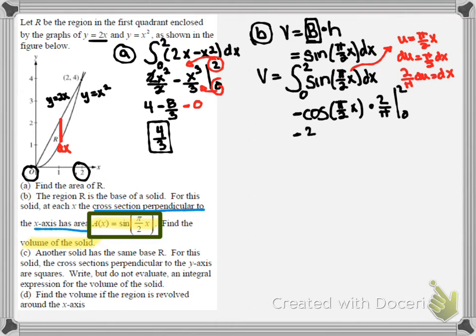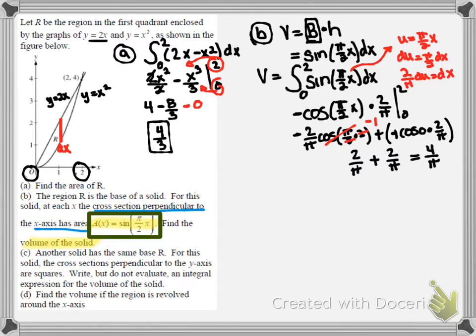So I'm going to have negative 2 over pi cosine of pi over 2 times 2 minus a negative cosine of 0 times 2 over pi. So my 2's are going to cancel, so I'm left with cosine pi. That gives me negative 1. So I have 2 over pi plus cosine of 0 is 1. So 2 over pi. So that gives me 4 over pi.